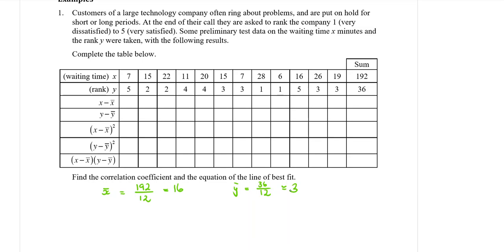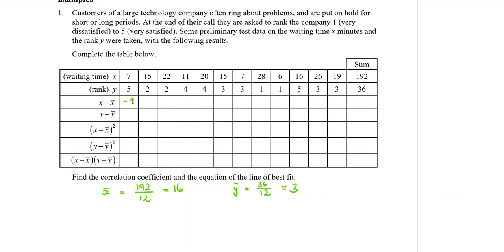Okay, so lots of calculator stuff to happen now. To fill in this next row, we want to take each x score, which is 7, and we're subtracting 16. So 7 take away 16 is going to be -9.